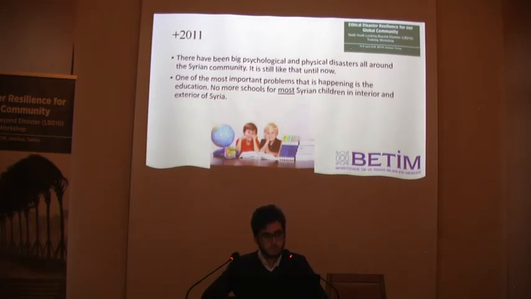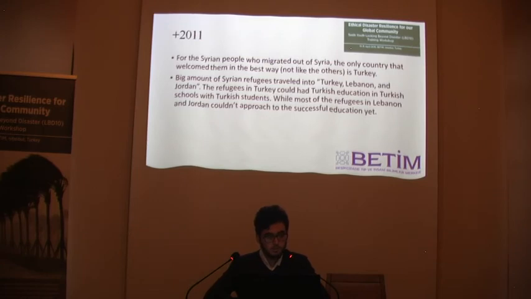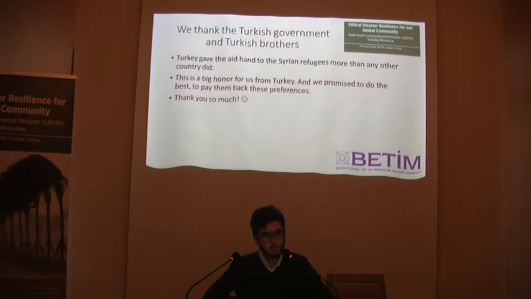One of the most important problems that is happening is education. No more schools for most Syrian children in the interior and exterior of Syria. So for the Syrian people who migrated out of Syria, the only country that welcomed them in the best way, not like the others, is Turkey. A big number of Syrian refugees traveled into Turkey, Lebanon, and Jordan. The refugees in Turkey could have Turkish education in Turkish schools with Turkish students, while most of the refugees in Lebanon and Jordan could not access successful education yet, sadly.